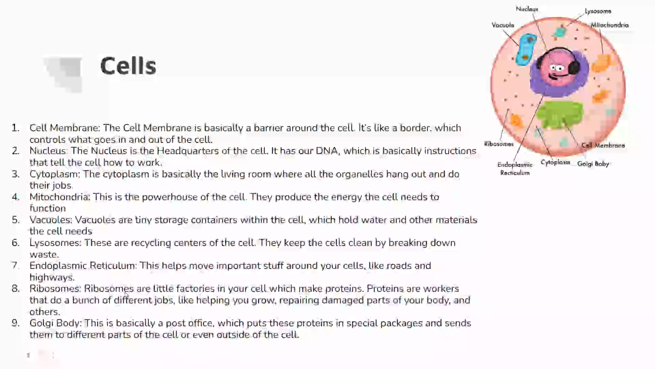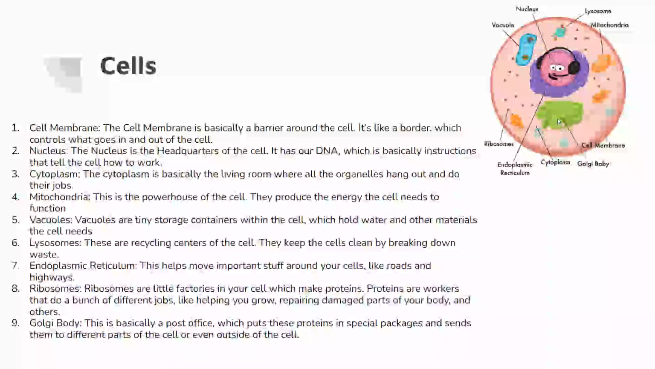And now we have ribosomes, and these tiny little dots are basically little factories in your cell, and they make protein. Proteins are basically workers that do a bunch of different jobs around the cell and in your body. They help cells grow, they help you grow, they help repair damaged parts of the body, they help make up who you are, they do a bunch of different stuff. So keep that in mind, proteins are extremely important.